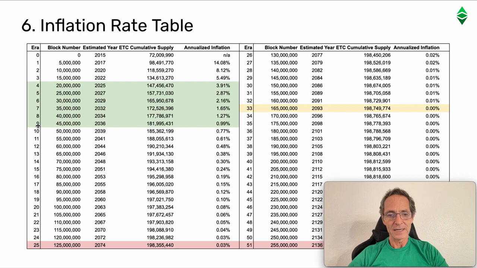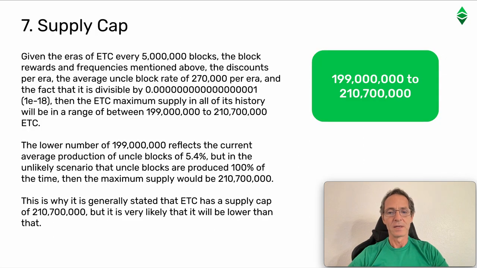So ETC in Era 9, which will happen on block 49 million, will have an inflation or dilution rate of 0.99%. So it's going to be a little bit lower than real estate, the historic production rate of real estate.